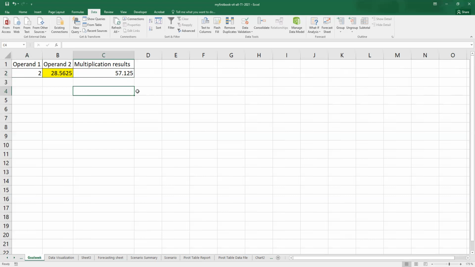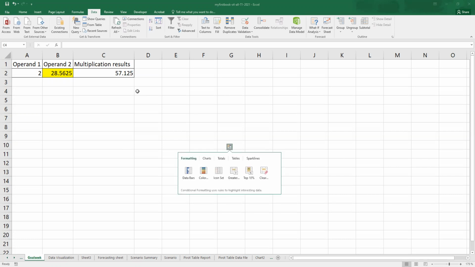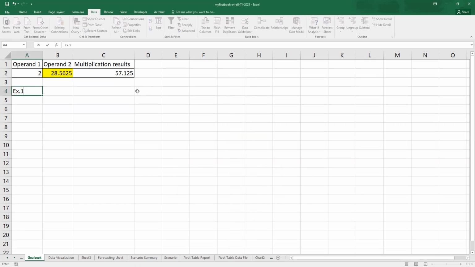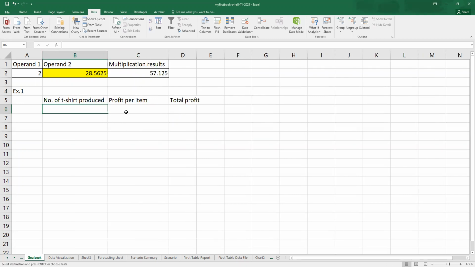Why do we need to use Goalseek? And what is the real use of Goalseek? Let me give you the first example. The example related to Goalseek is like this. Suppose we have a table to calculate the profit of the company. Suppose our company produces T-shirts.